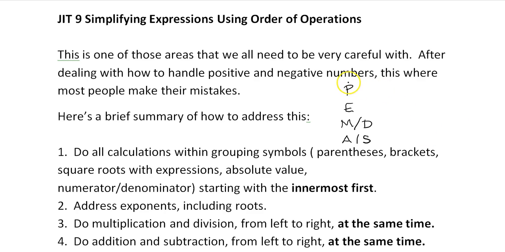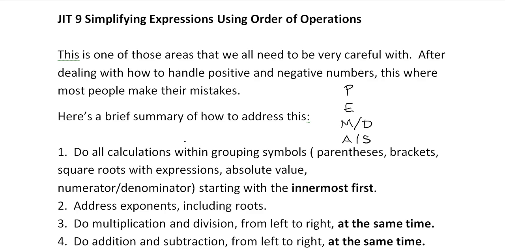but I wanted to make certain that folks know we have parentheses or brackets, exponents, multiplication and division, and then addition and subtraction. So first thing we're going to do is we're going to do all the calculations within a grouping symbol, and that means parentheses and brackets. Most people know about those and are pretty okay with that. Once you start talking square roots with an expression underneath the root, an absolute value, numerators and denominators of fractions, those are all groupings as well. And we're going to start with the innermost first.